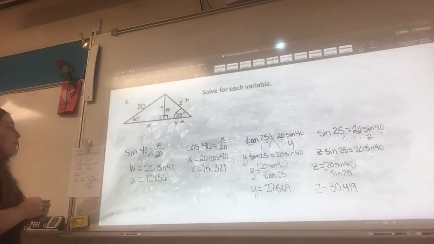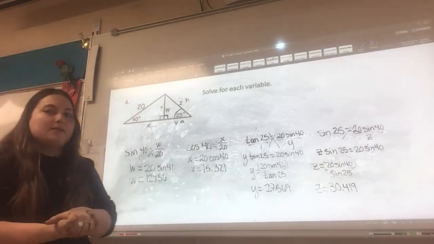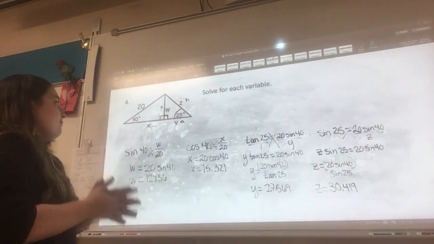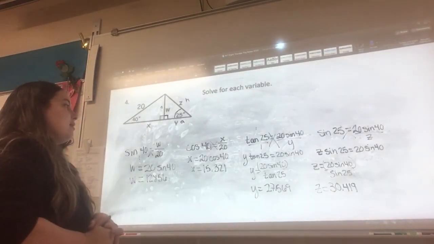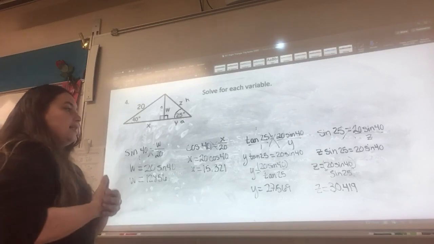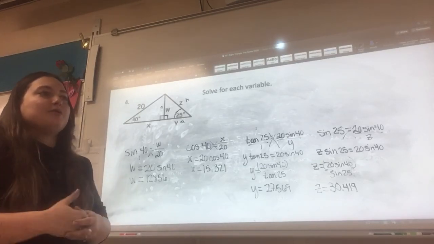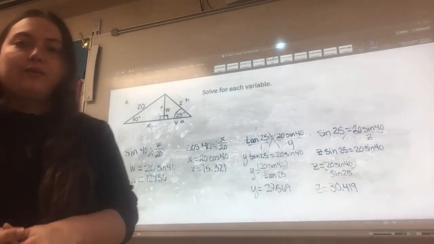Hopefully this was just a quick refresher and you understood all of the sine, cosine, and tangent possibilities. But please, if you are struggling, let me know so I can make sure that you get this, because this is very much trigonometry at its finest. This is what we're doing for the rest of the unit.